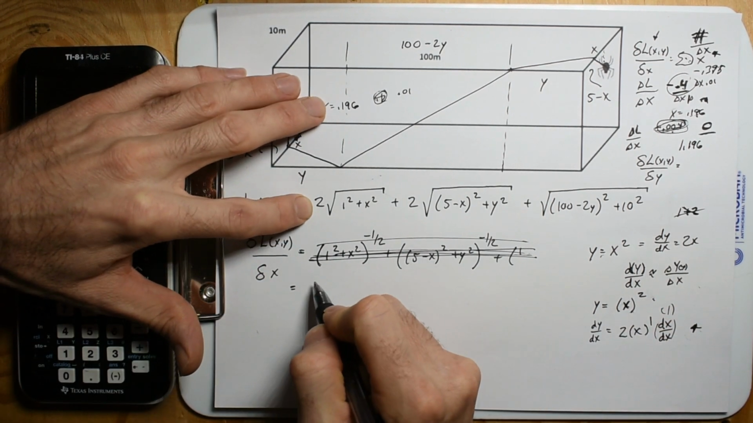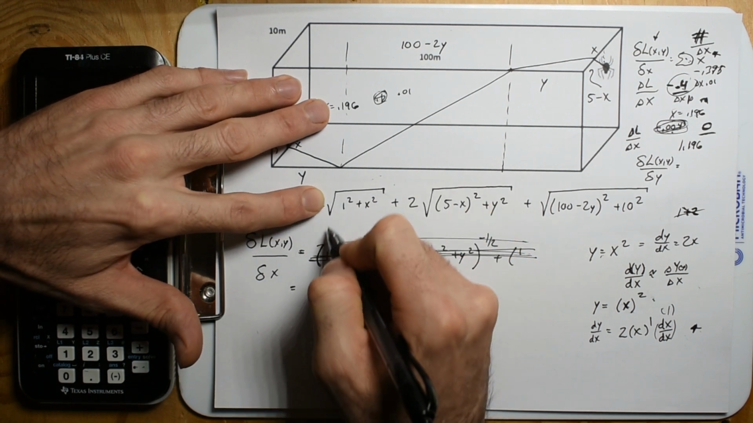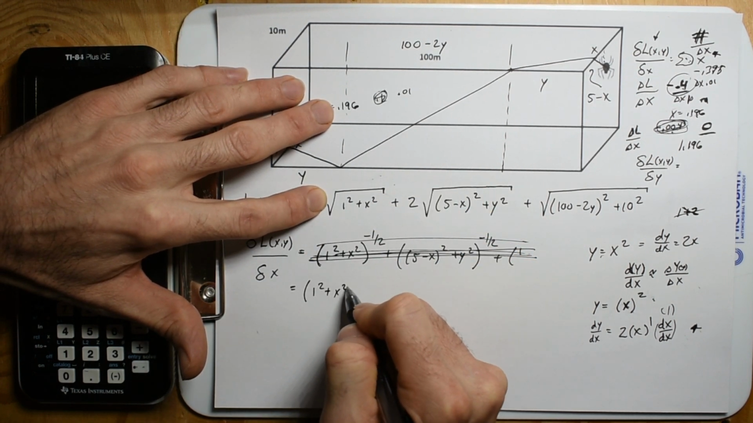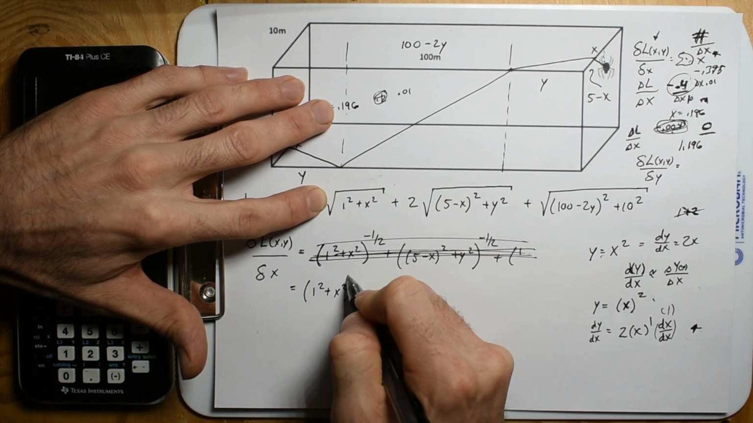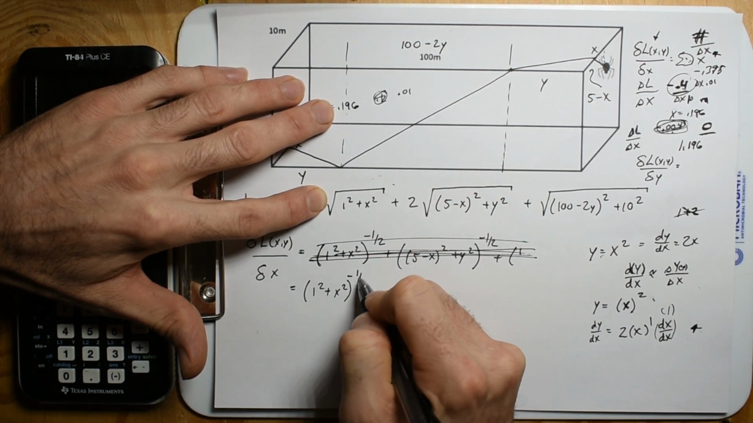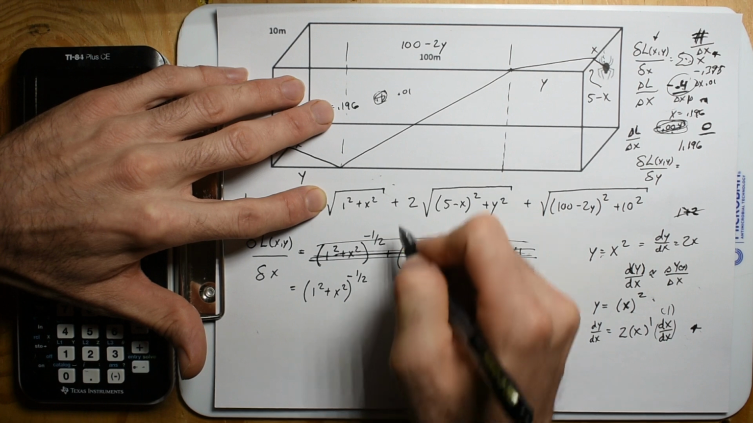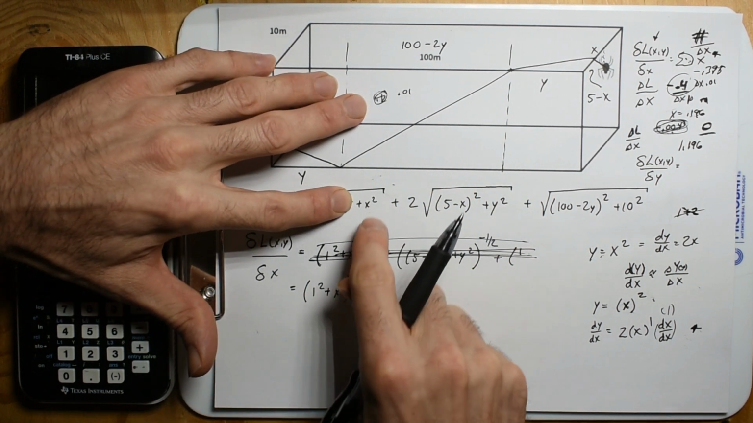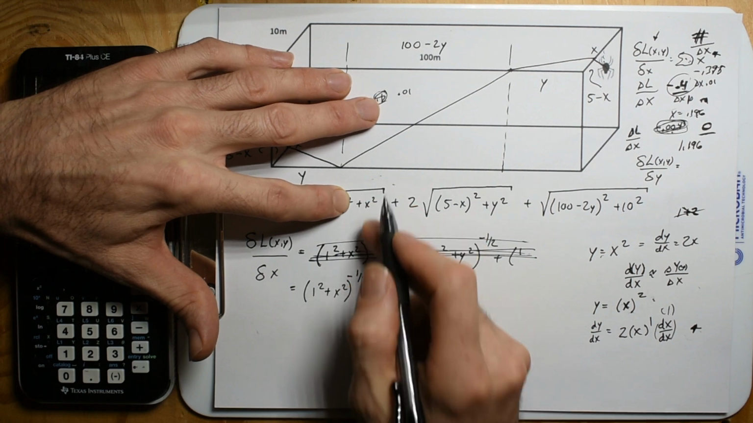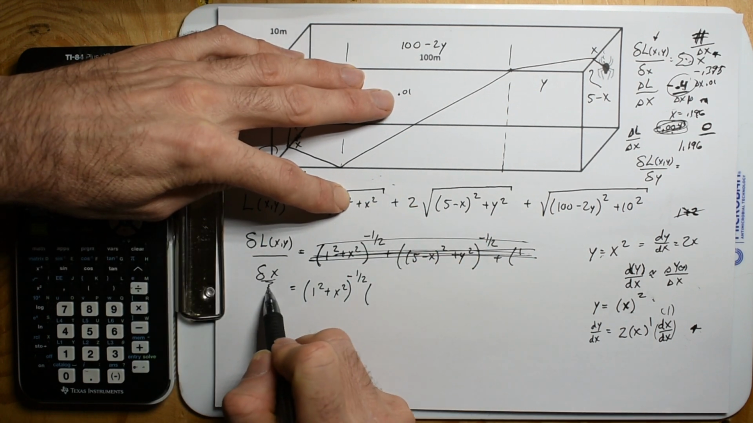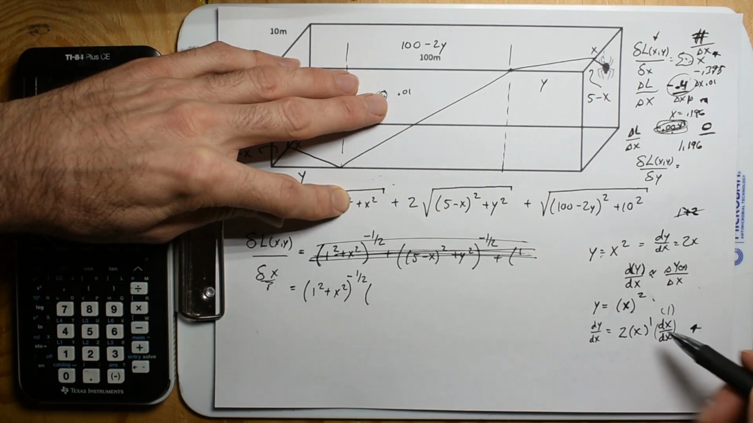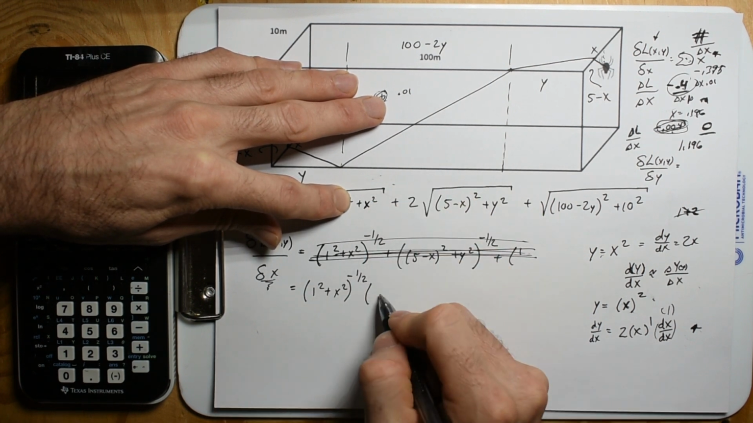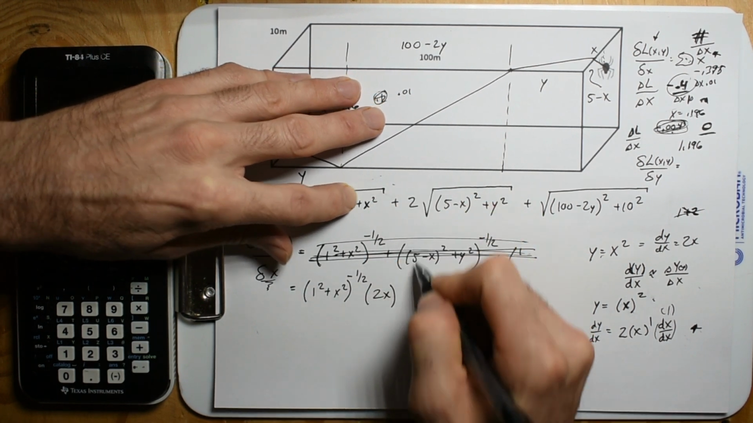Alright, so sorry about that. We're going to bring down the power, that cancels, and we rewrite this: 1 squared plus x squared. Then we drop the power by 1, so this becomes negative 1/2. Now we have to multiply by the derivative of the inside. This is a constant, and we're still differentiating with respect to x, so the same thing applies. The derivative of x squared is just 2x. Get on with life.